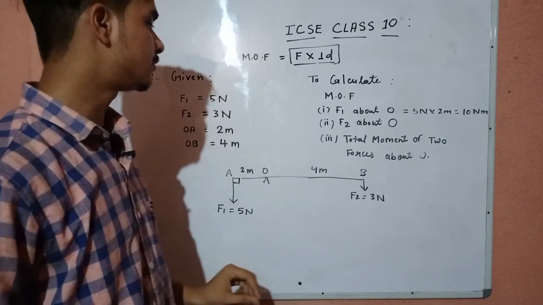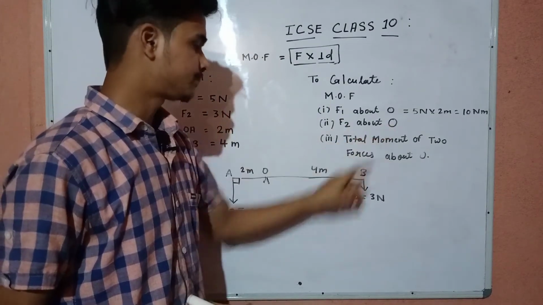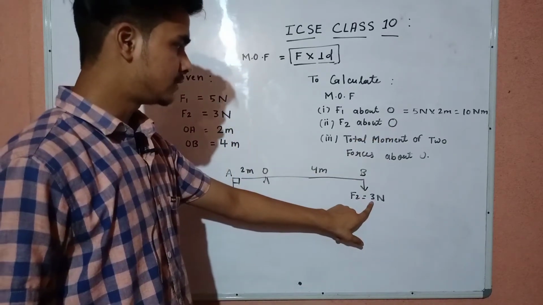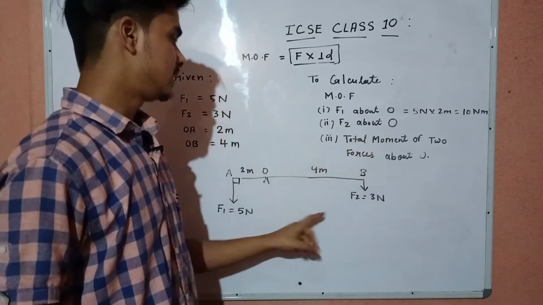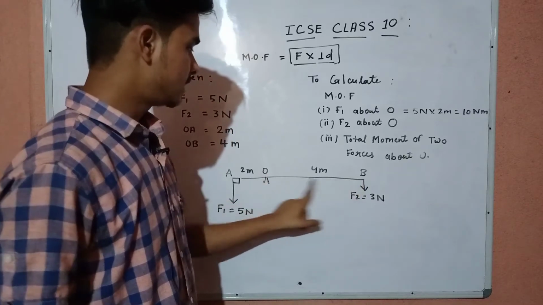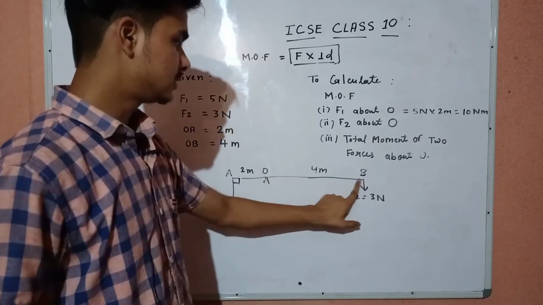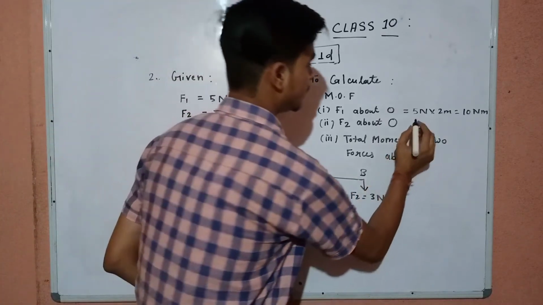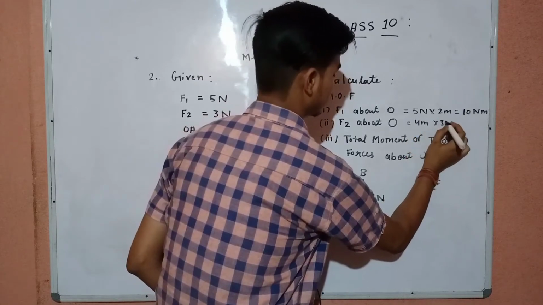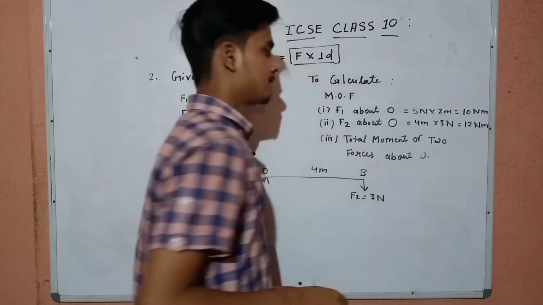Now we need to find the moment of force F2 about the point O. I think most of you can clearly tell that the force F2 value is 3 Newton and the perpendicular distance about O is what? This is the point O and the perpendicular distance is 4 meter. Here is the force and the perpendicular distance is this 4 meter. So 4 meter into 3 Newton gives 12 Newton meter.